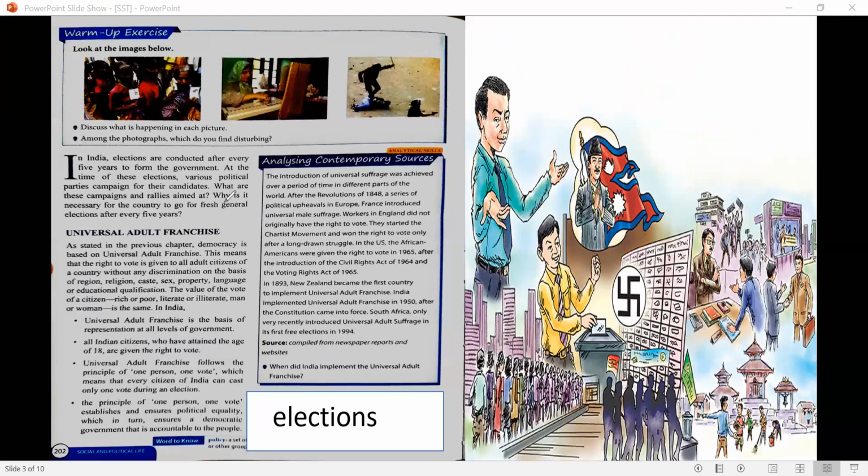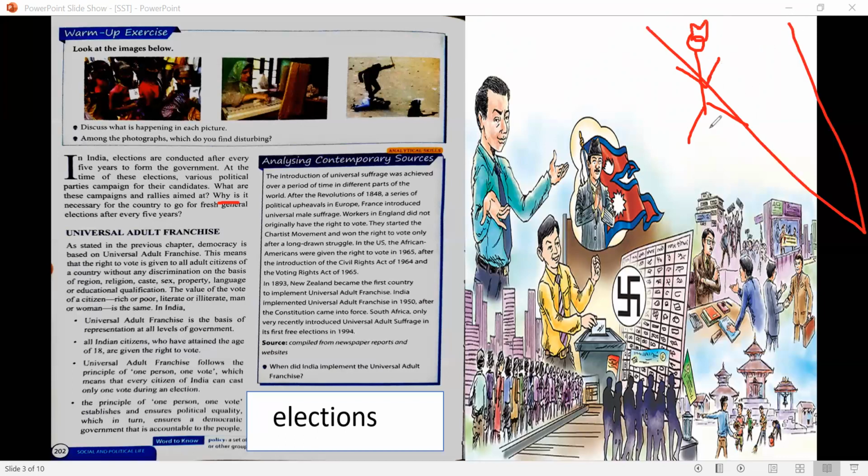Now, if I ask why is it necessary for the country to go for fresh general elections after every 5 years? You might have heard about France, that they had different types of kings before the republic came there. Republic democracy came there. There were different kinds of kings, like Napoleon. For example, if I take Napoleon, one king is there, and he has a crown.